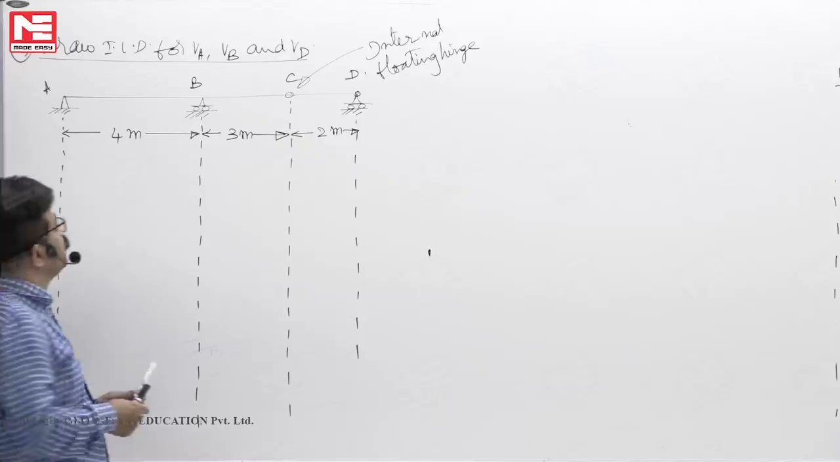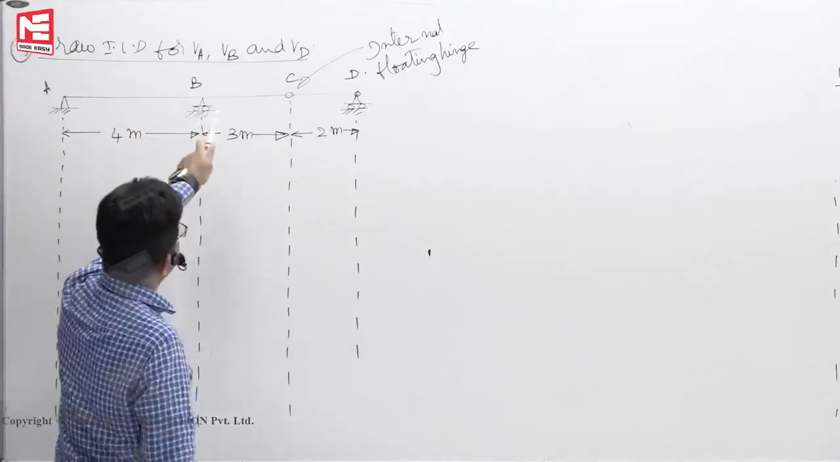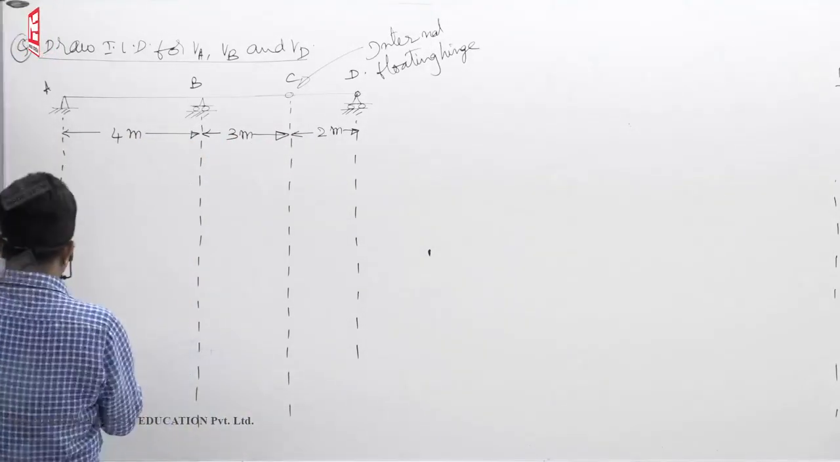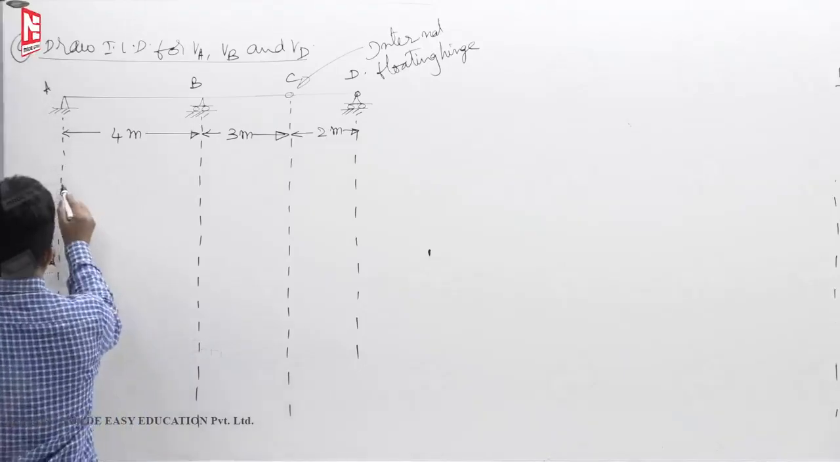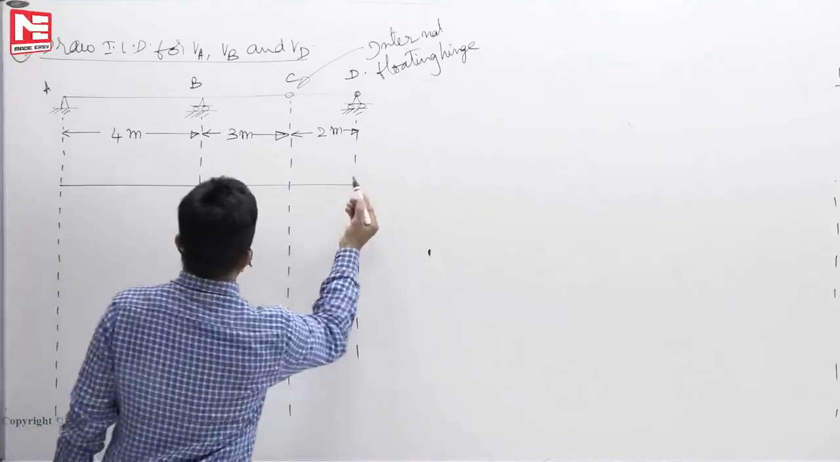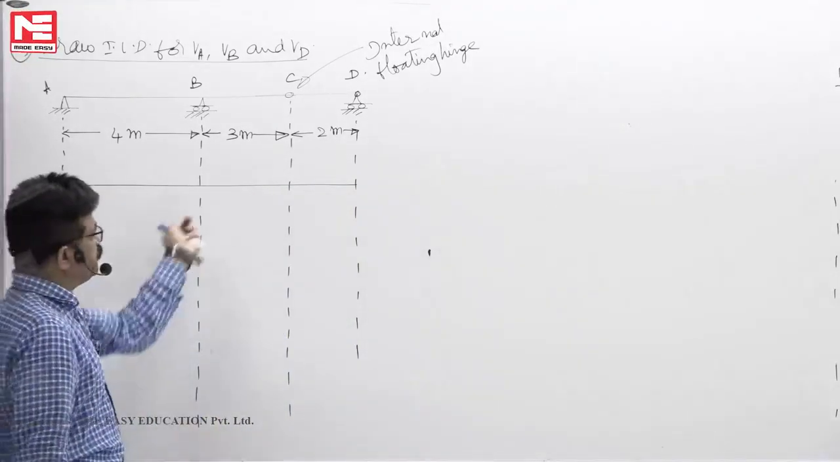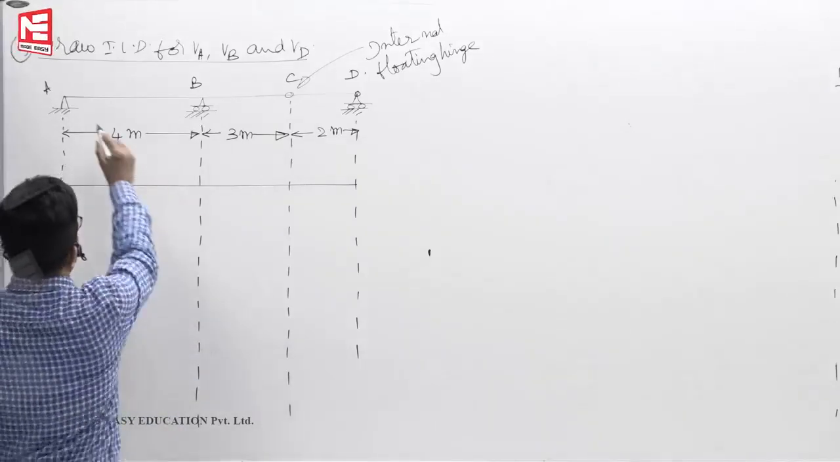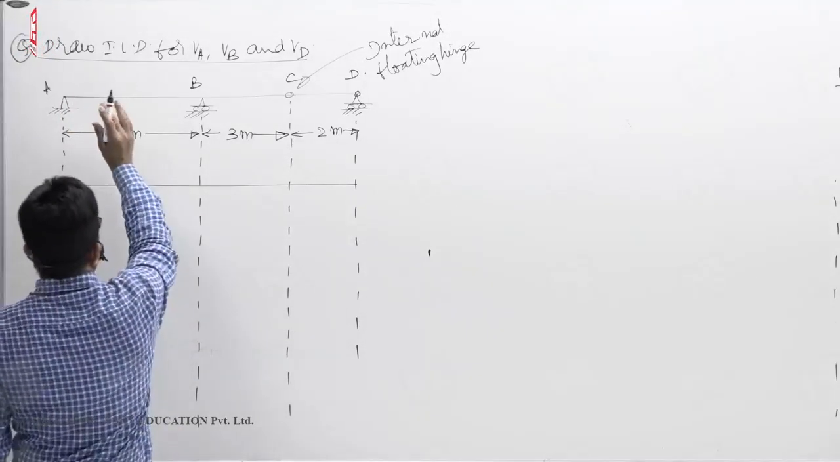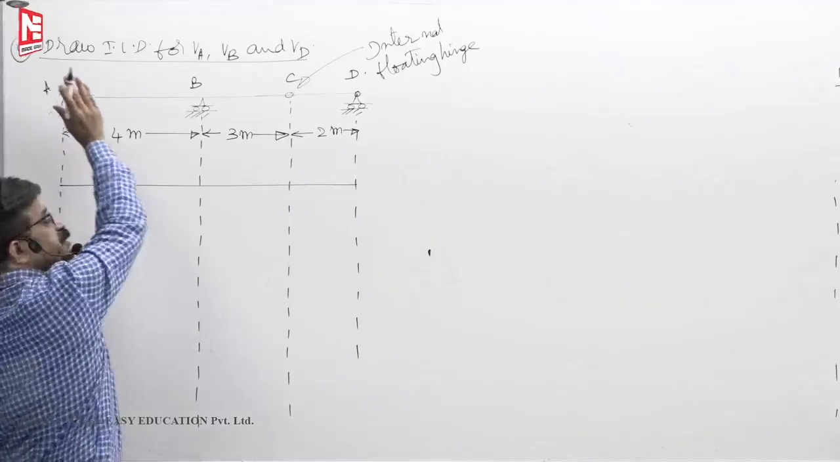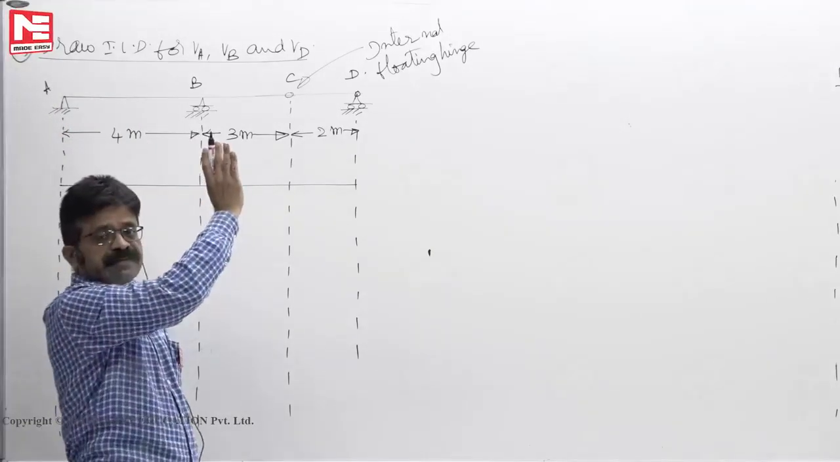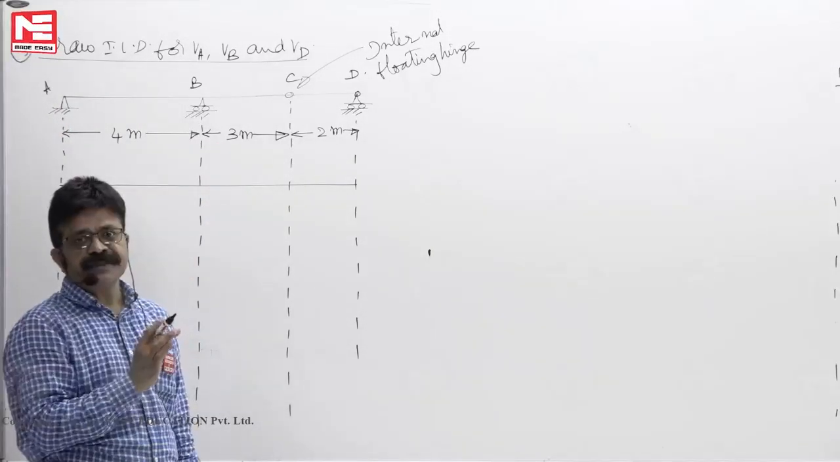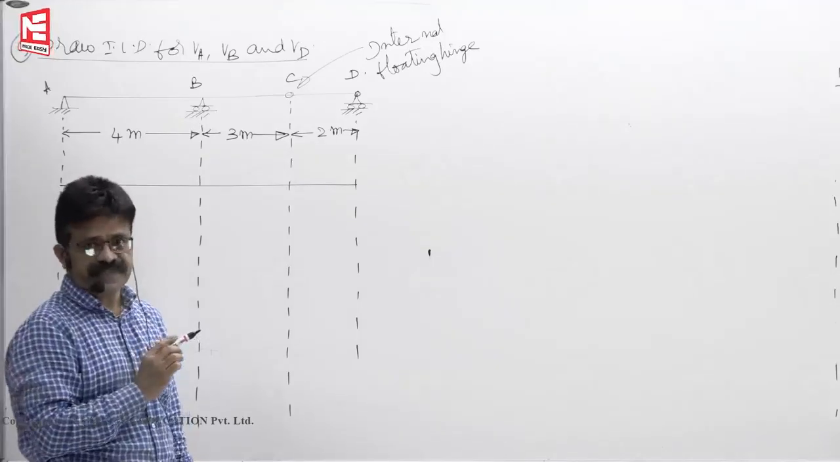Now we want to draw the influence line diagram for VA, VB, VD. For that, what we do is, first we draw the reference line, the beam as is. I want to draw the ILD for VA. So remove the support at A and lift it by unit displacement. Then the deflected shape of the beam itself is the ILD for VA.